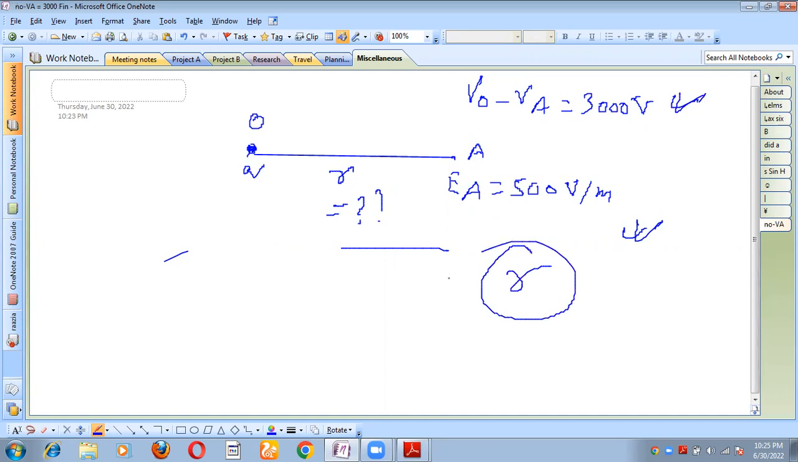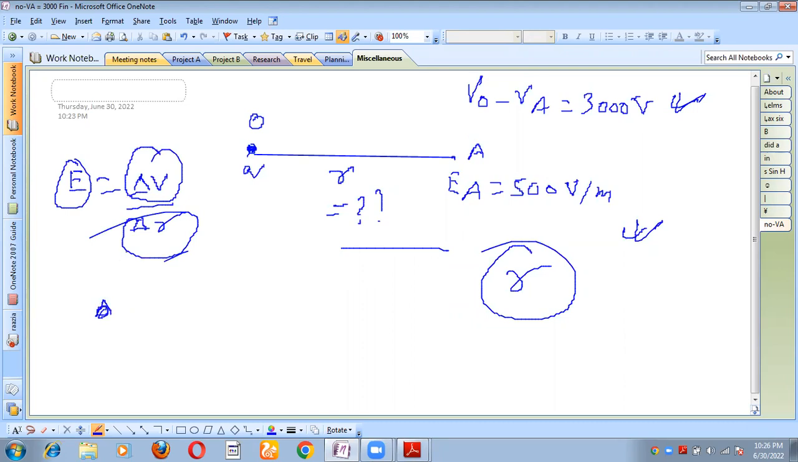Can anyone suggest what kind of formula I should apply which contains all three: potential, electric field and distance? E is equal to V by R. Very good. E is equal to delta V by R, or dV by R. We have the electric field, we have the potential difference, and we have to find distance. So for that purpose we can apply this formula, E is equal to delta V by R.